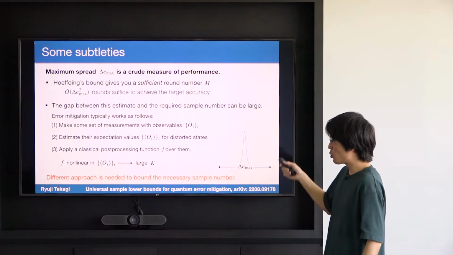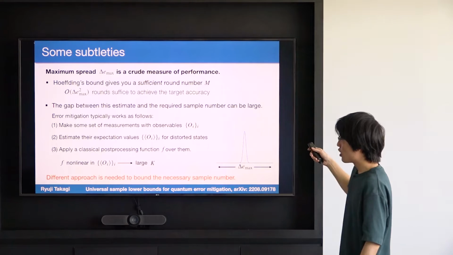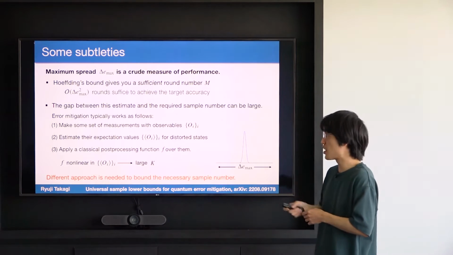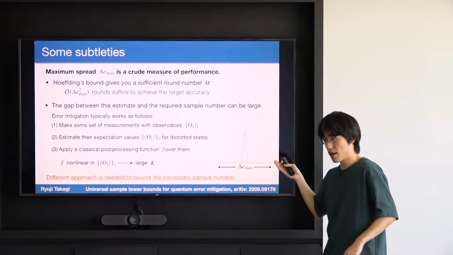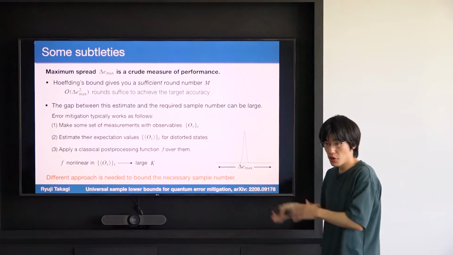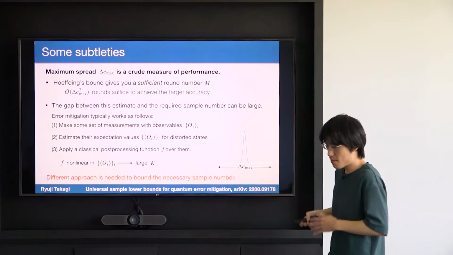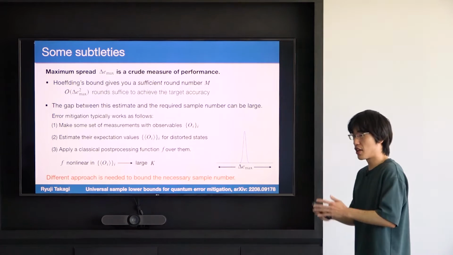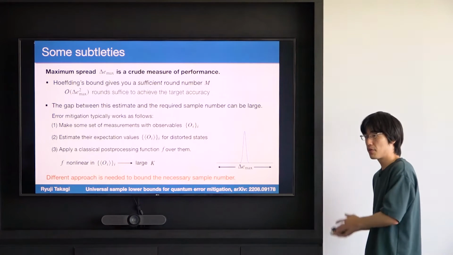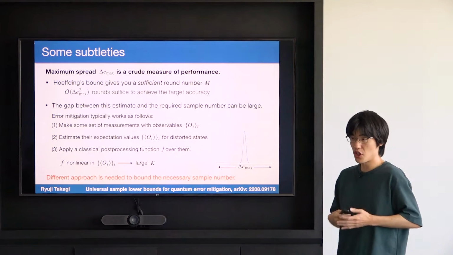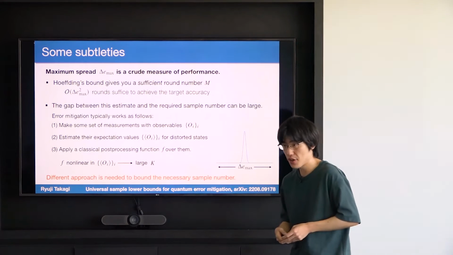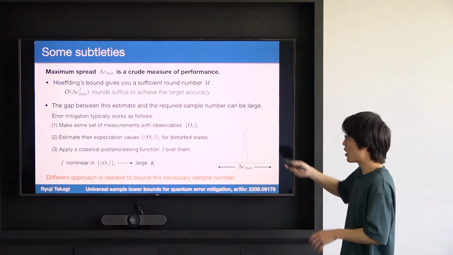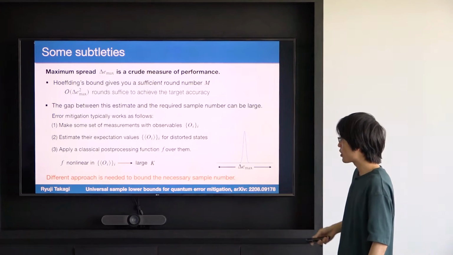But this was supported by the Hoeffding inequality, but the logic is kind of opposite there actually, because the Hoeffding bound gives you the sufficient number, the round number m. So if you use this round number m, then you can get this computational accuracy. Whereas it would be nicer if we can get the opposite, like a necessary sample number. You have to use this sample number always to achieve this computational accuracy. So this is one point. We are not perfectly satisfied with this figure of merit.